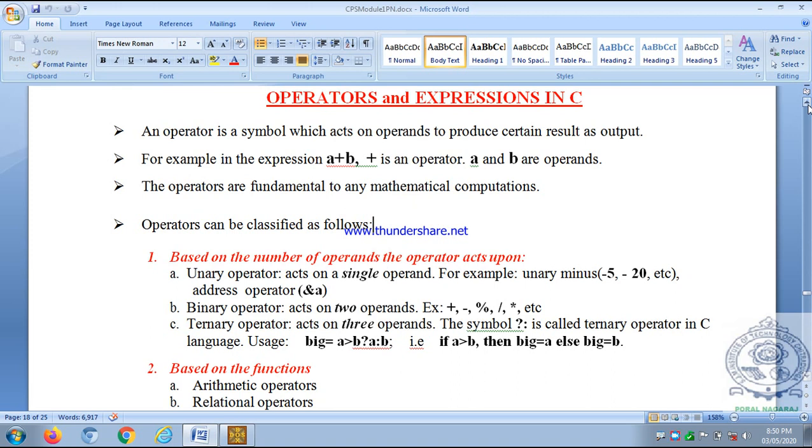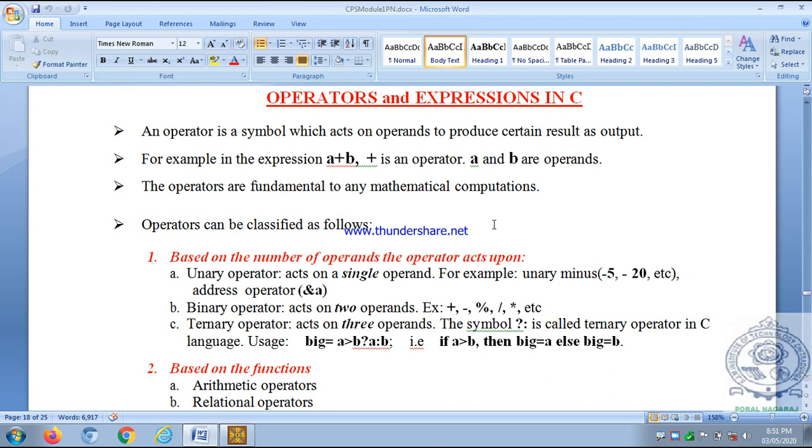So here in this session I am going to discuss the operators and expressions in C language. You know what an operator is? It's a symbol which acts on the operands to produce a certain output. For example, in the expression a plus b, plus is called the operator and a and b are called operands. That's why we say operators are fundamental to any mathematical computation.